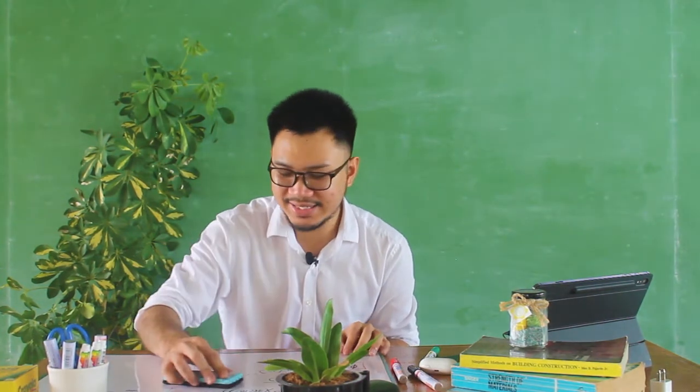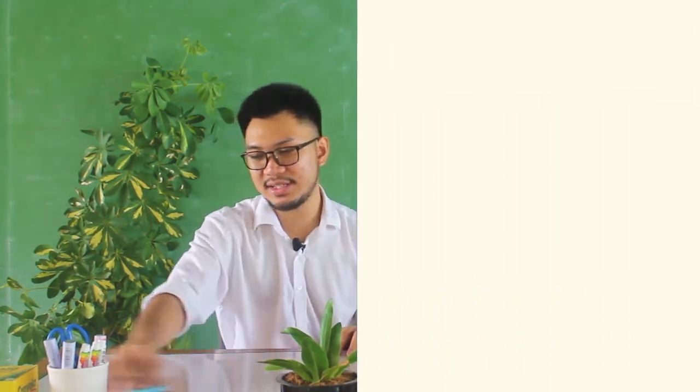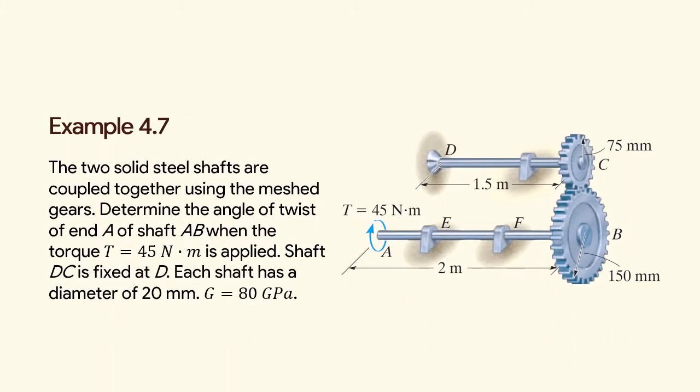Okay, let's have this last example. And this last example is kind of tricky. Kay naa siya duha ka shafts nga magtapad. So we have these two solid steel shafts and nagtapad sila and they are connected by a gear, and we are going to look for the angle of twist at end A if there is a 45 Newton meter torque that is applied on that end.